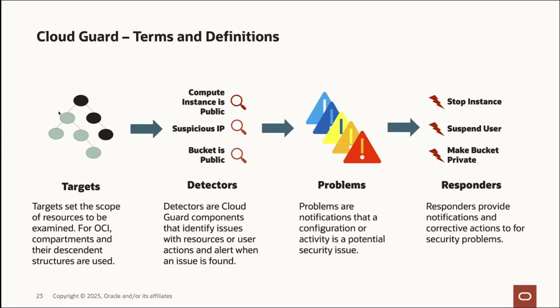So you can see we have a target set up on this topmost green compartment, and it's going to be applied to the descendant structures of that compartment as well. So all the child compartments there are also going to have those policies applied. So that's what a target is, right? You're going to set up your target, which will be a compartment, and the descendant structures.